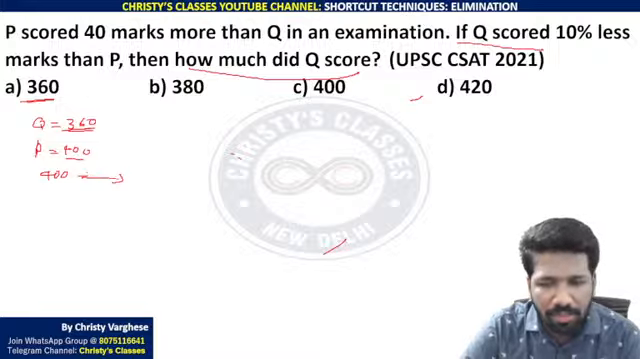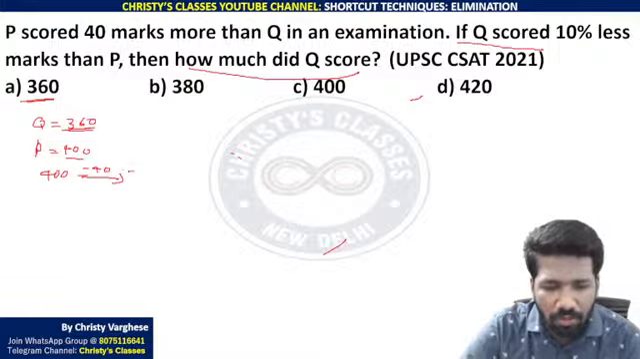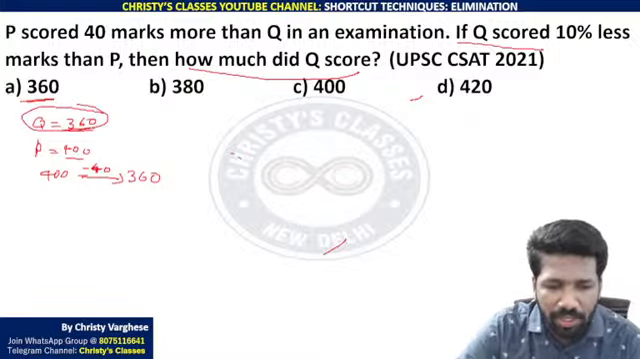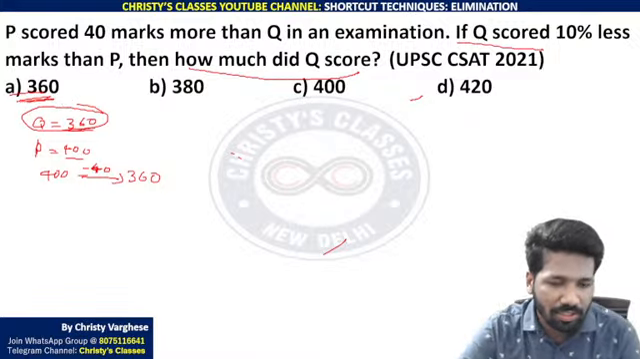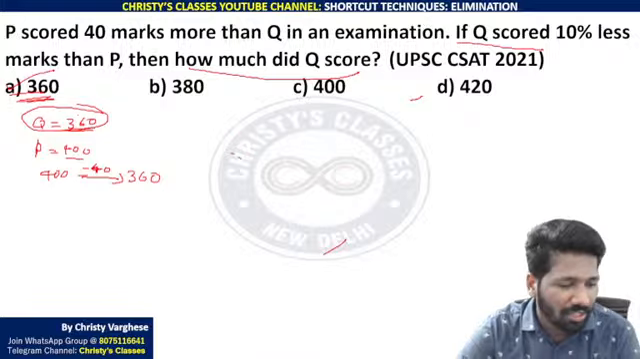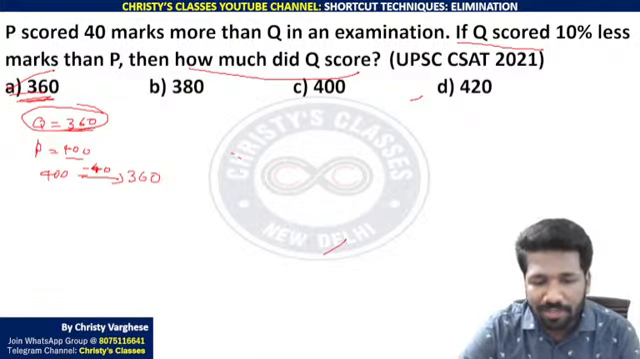10% of 400 will be 40, 40 reduced will be 360, and that is not contradicting the given data or the given option that 360 is the correct answer. So 360 is the correct answer. That finishes the question. Option A was the answer.